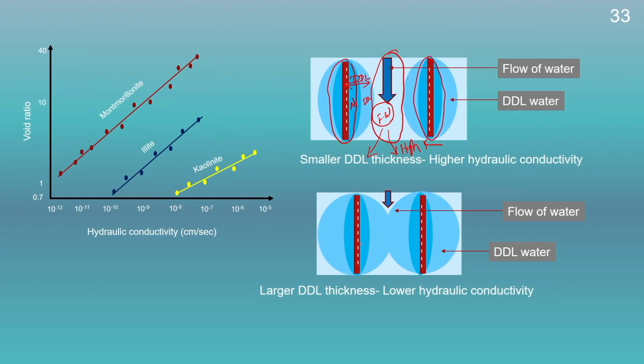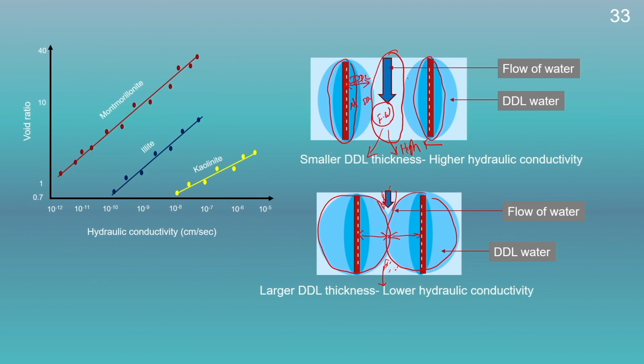But if we take a mineral with a larger value of diffuse double layer thickness, here we can see the two diffuse double layers are overlapping, and as the diffuse double layer water is immobile water, as it will not move freely, it will restrict the free movement of the free water here. As no free water is available here, the water cannot flow through this. Therefore, the hydraulic conductivity of this will be very low.